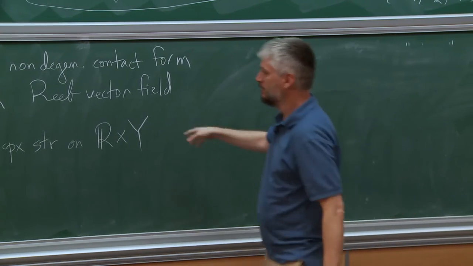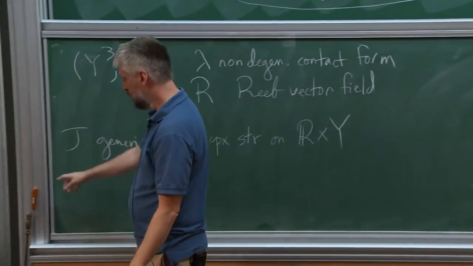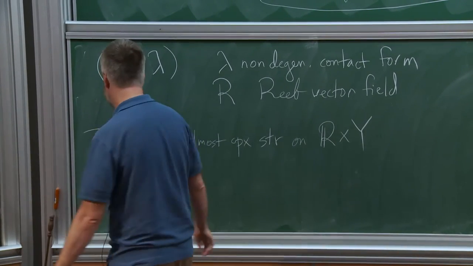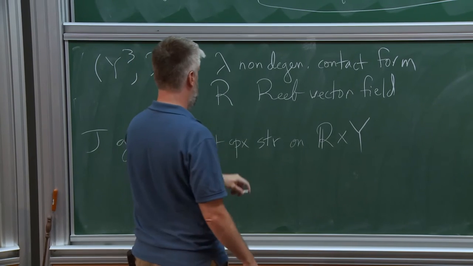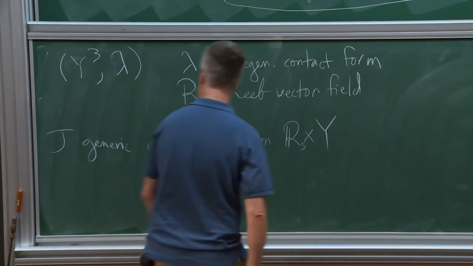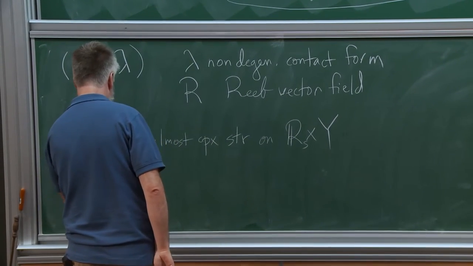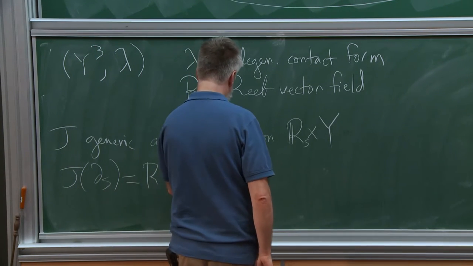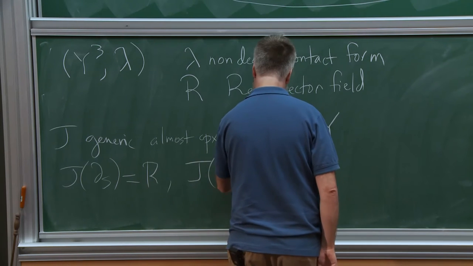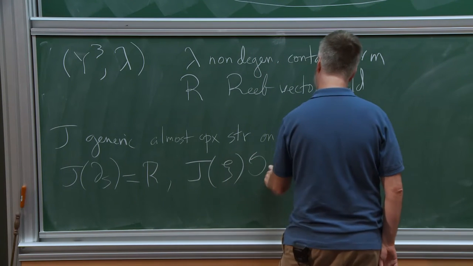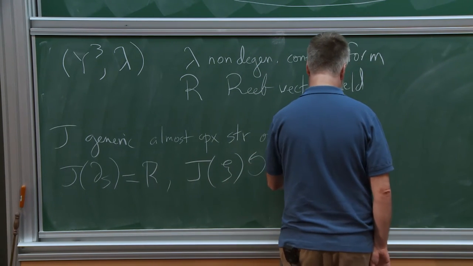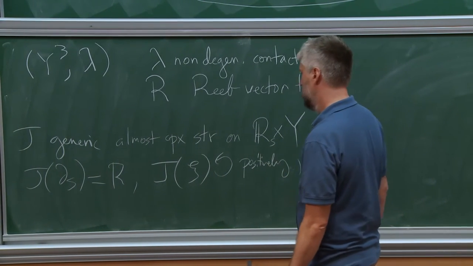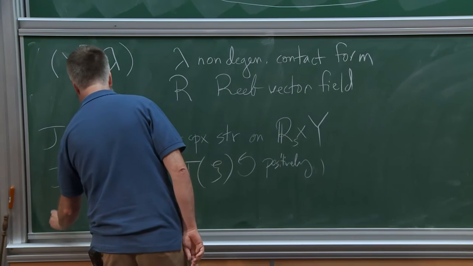Anyway, so we satisfy the usual conditions, which is a special case of Chris Wendl's talk. But I want that J sends the derivative of the s direction to the Reeb vector field. J sends the contact structure to itself, rotating positively with respect to the orientation on it. J is R invariant.